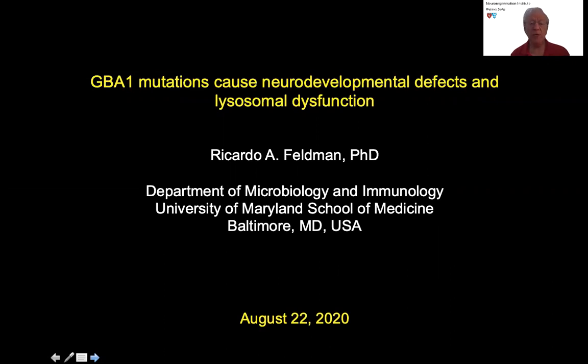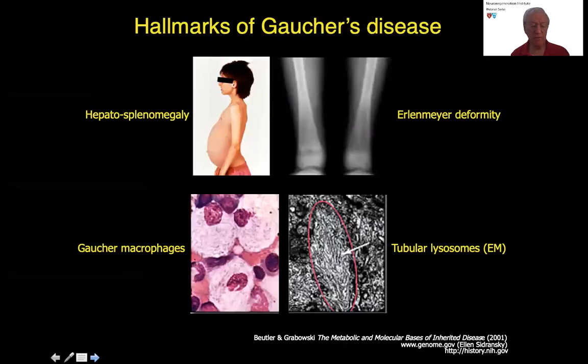My laboratory at the University of Maryland School of Medicine works on Gaucher disease. This is a lysosomal storage disease. It is recessive, and it is caused by mutations in glucocerebrosidase. As a consequence, there is an accumulation of glucosyl sphingolipids.